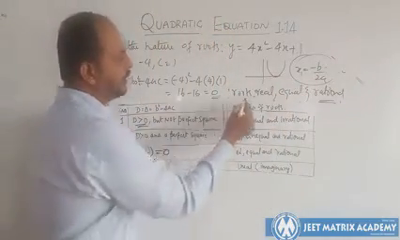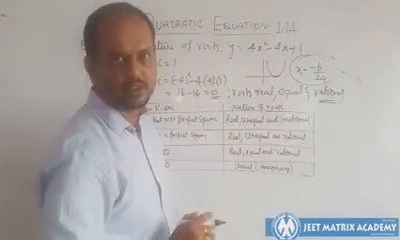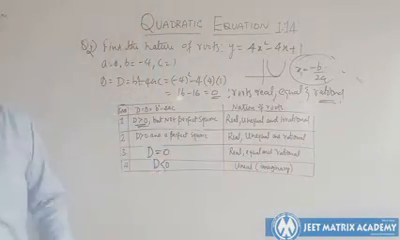So it has real value and it is equal. Both the roots are equal and it is rational. So this is how you are supposed to identify. One more problem we'll see.